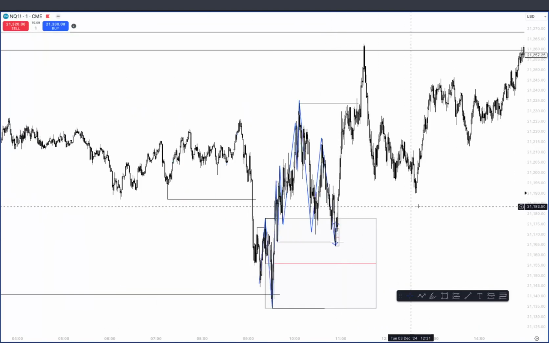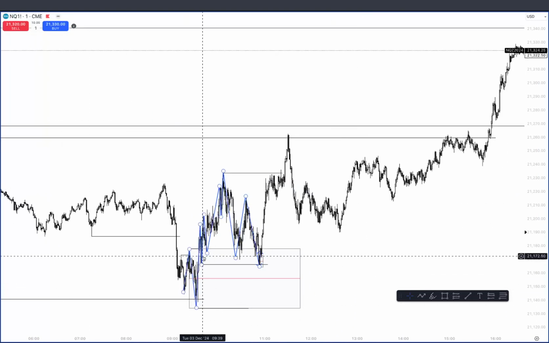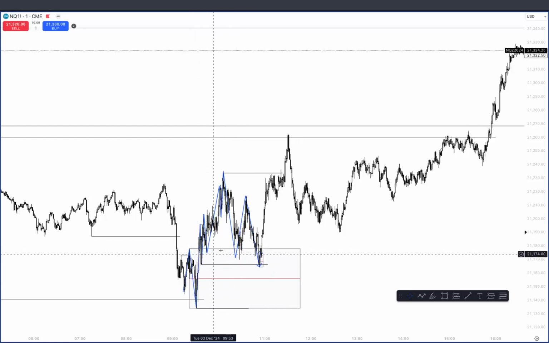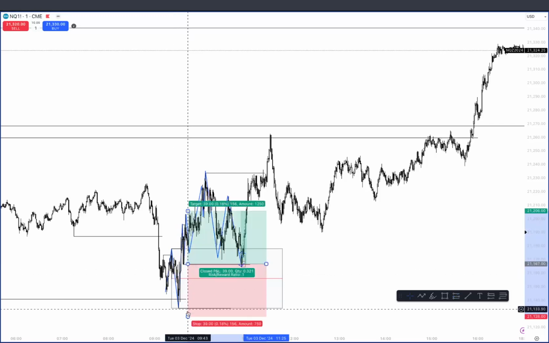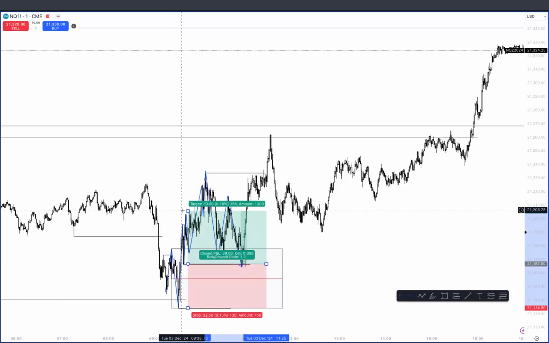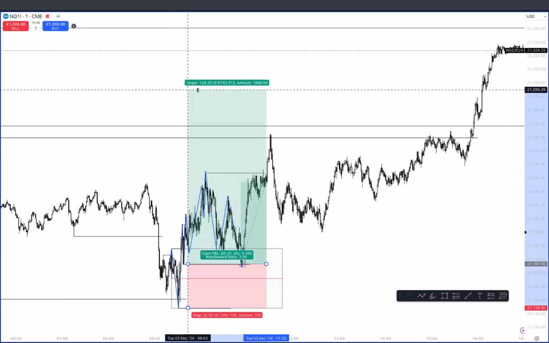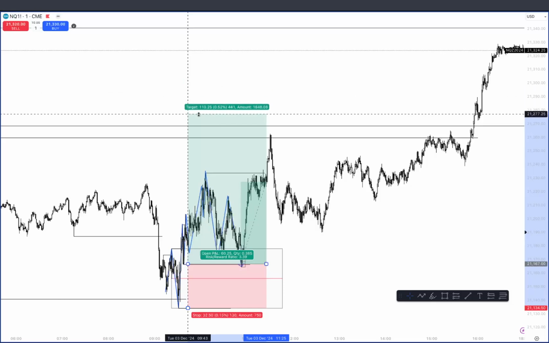Again, it was just looking for the sweep, looking for bullish behavior, looking for a bullish entry model, an excuse to go ahead and get in, go ahead and protect yourself, and then boom, go head for your targets.